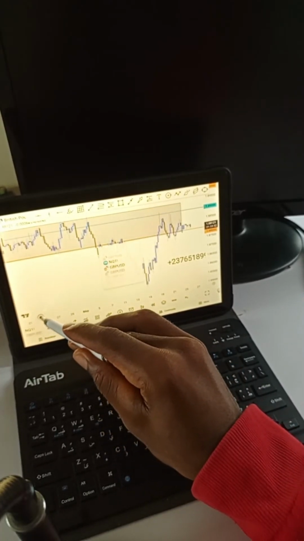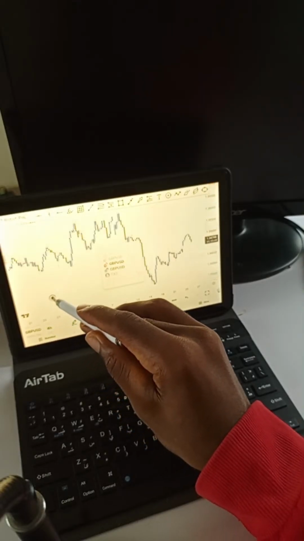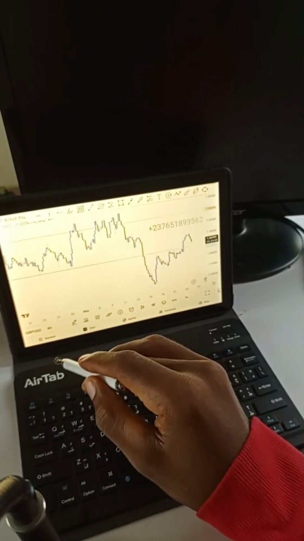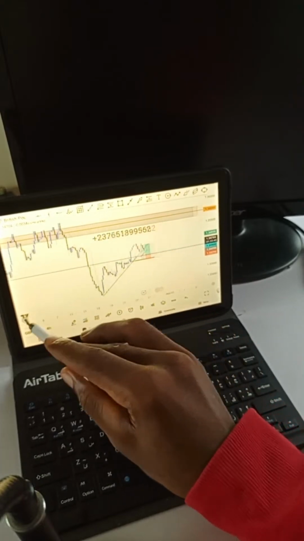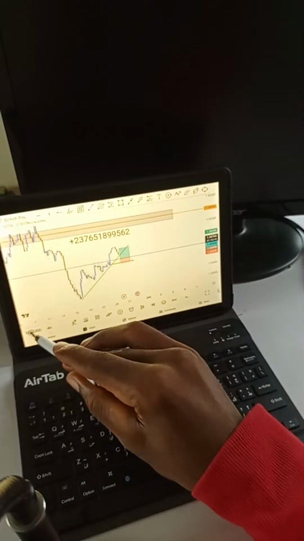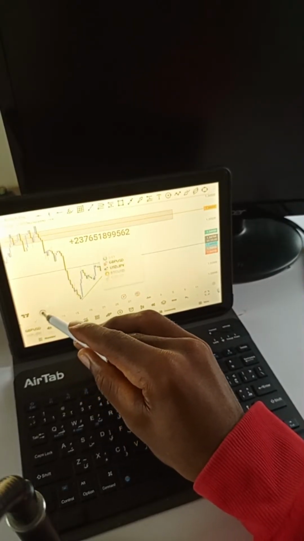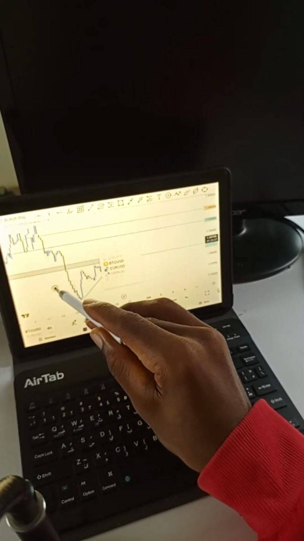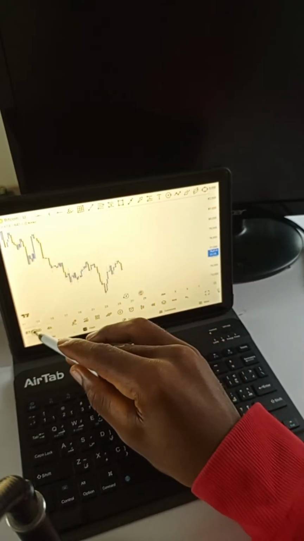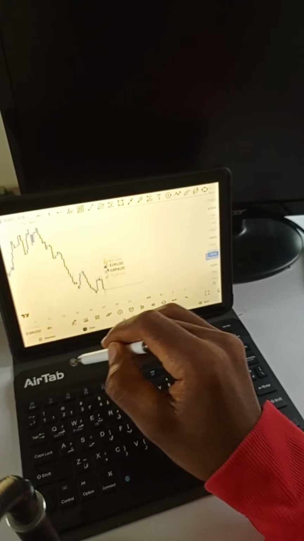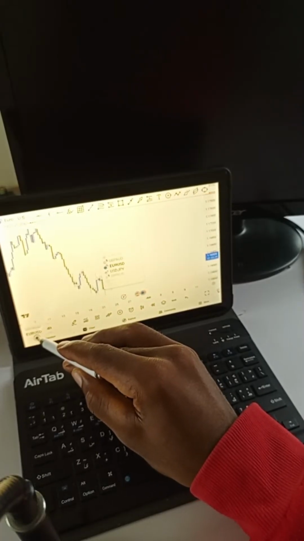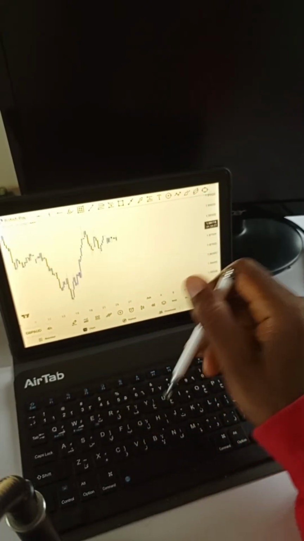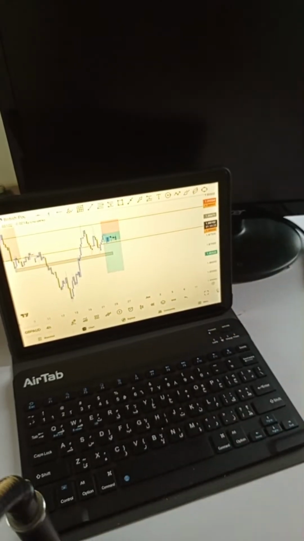Let's look at our current trade. We have a current trade running, and we also have a trade we are waiting for. This is the one we are waiting for, and this is what we have running. GA is the highest pair that's giving me money in the forex market. This pair.